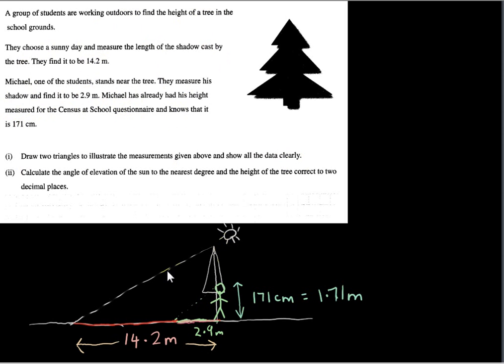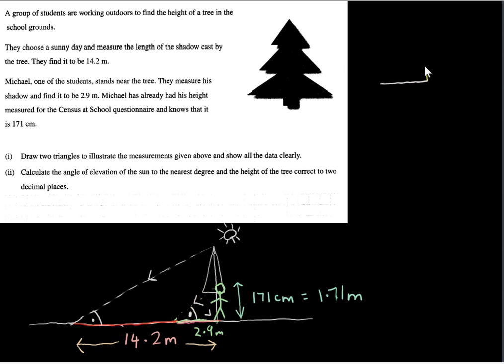Now, because the sun is so far away, the rays of sunlight are more or less parallel. So this represents a ray of sunlight, and same here. So these two triangles are similar triangles. They're both right angled triangles. And this angle here is equal to this angle here. Now, this angle is the angle of elevation to the sun. So we can calculate it by looking at this triangle here.